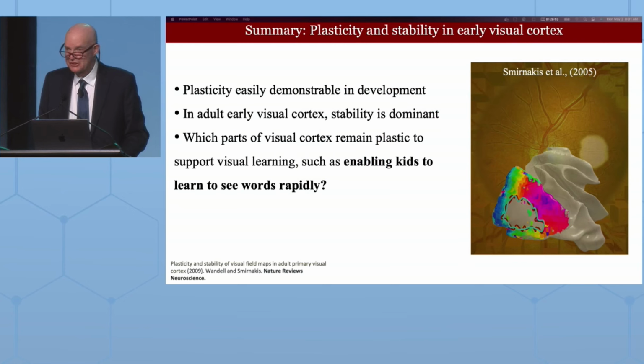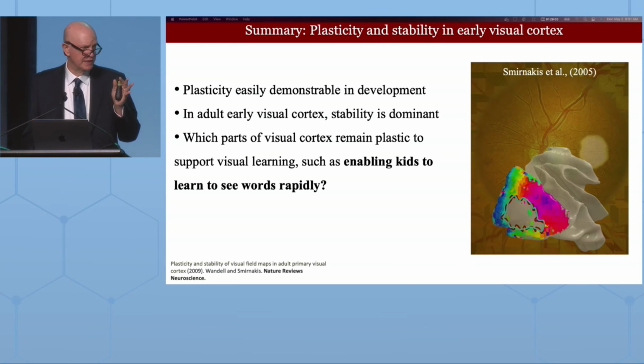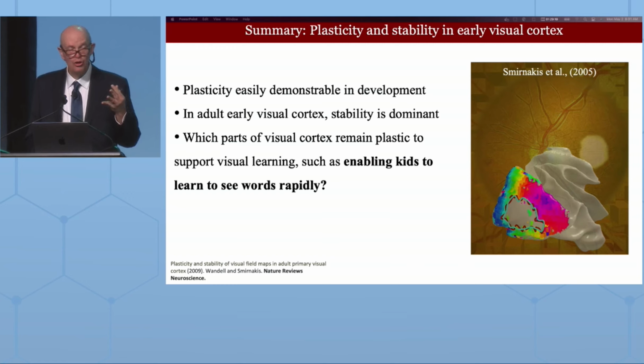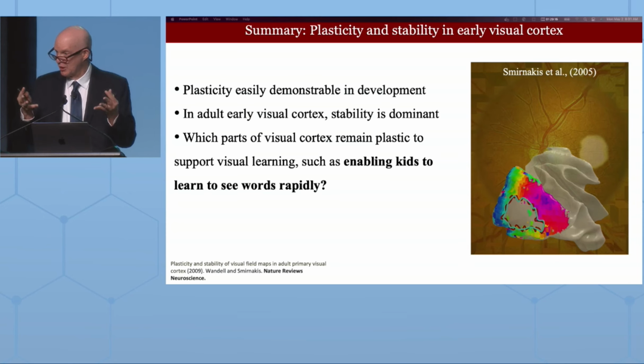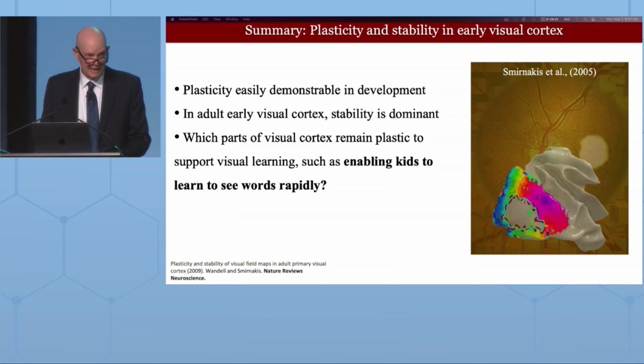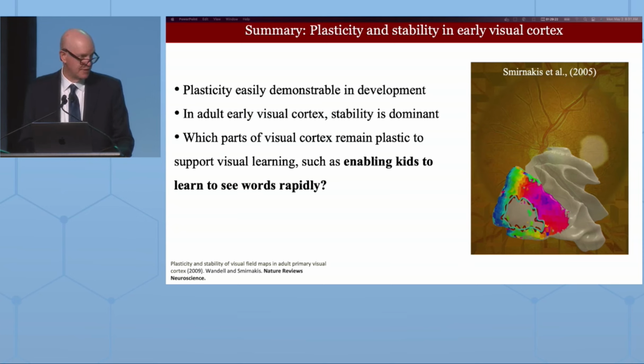So in summary then, for these first two parts of the talk, I wanted to say that plasticity is easily measurable and demonstrable in development. And you can pick it up, you can measure it with some precision, and it's a big effect, and they're quite remarkable. In the adult or early visual cortex, and I want to emphasize that, I'm not talking about the whole brain, I'm talking about the parts that I had mapped out earlier in early visual cortex, stability in the adult seemed to be the dominant theme. And that still seems to me true.